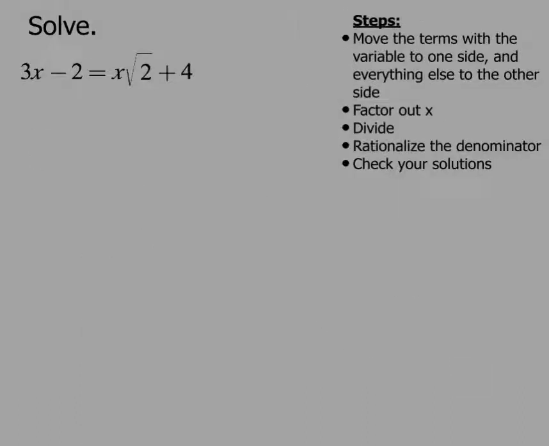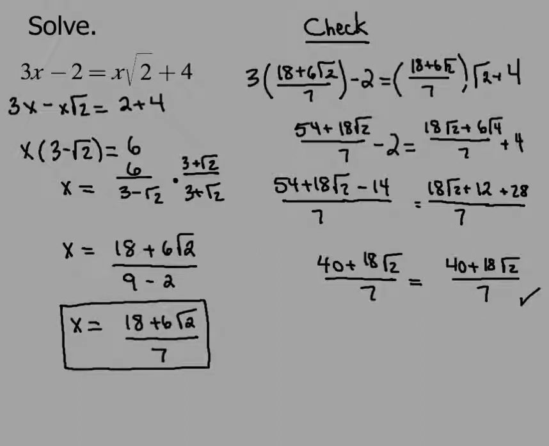Alright, you guys have made it this far. You've got one more problem to try on your own. So let's go ahead and do 3x minus 2 equals x square root of 2 plus 4. And when you get done, pause the video and then come back, check it out, see how you did. Alright. How did my rock star do? Yeah, I'm sure you guys got this one right.